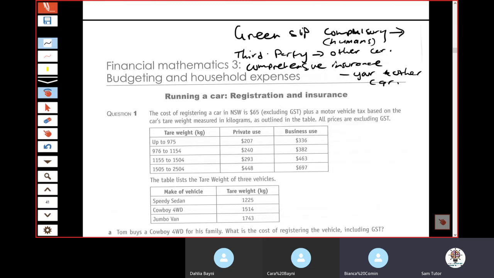If you're not at fault and you don't have third party, then it depends on the other person. If they've got third party, then they'll just fix your car, and if they've got comprehensive, they'll fix your car, and they can get their car fixed.